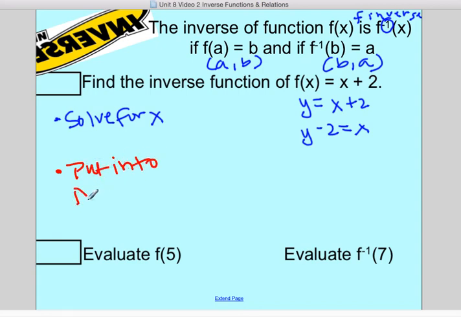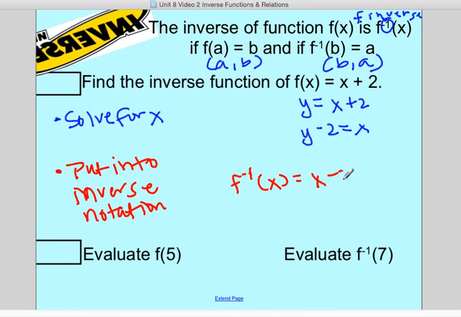Or inverse notation. Inverse, which is a form of function notation. All right, so my inverse notation is f inverse of x is equal to, okay, now instead of writing y, we write x minus 2, because I'm plugging in x. So this is my notation for my inverse.